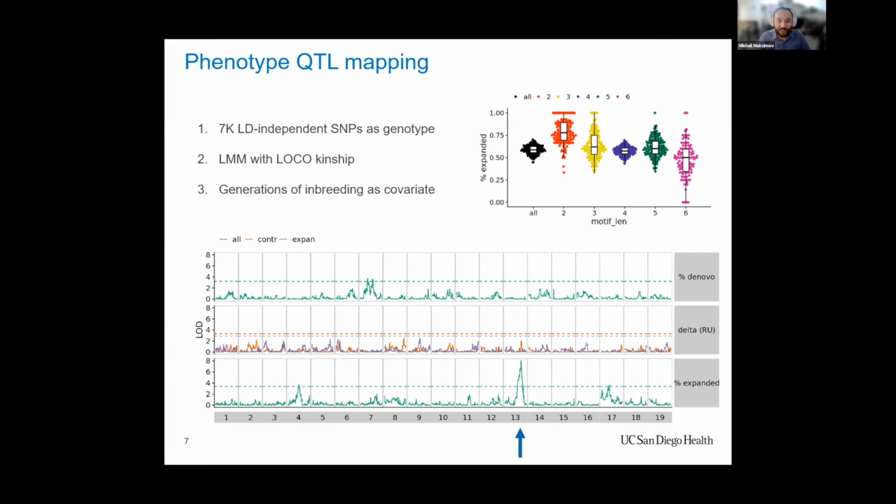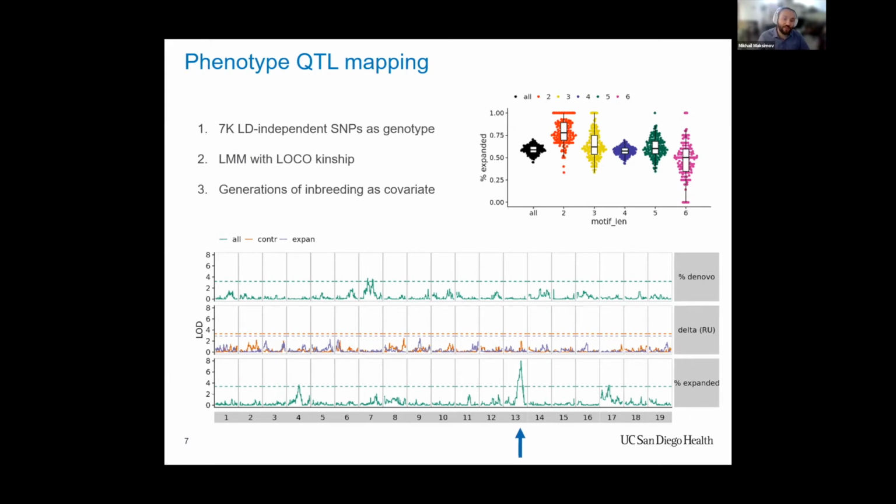So we didn't find any strong signals for the mutation rate or mutation size phenotypes, but we did find a pretty robust looking QTL signal on chromosome 13 for the propensity of STRs to expand. And we did go back and check that this result is robust to selection of the epoch variant filter. So we set a slightly different threshold to see if this is replicable, and it is.